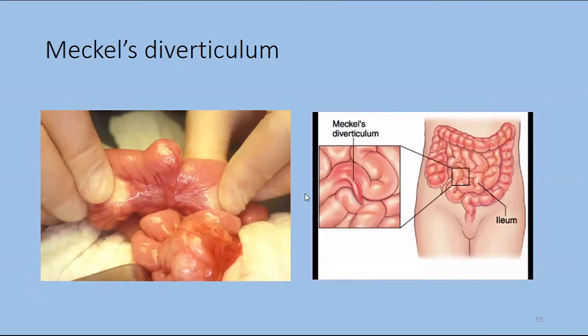So this is an example, grossly, surgically. We have this pouch here in the ileum. This is a pediatric patient. So this is actually mostly seen in the ileum, this small pouching.